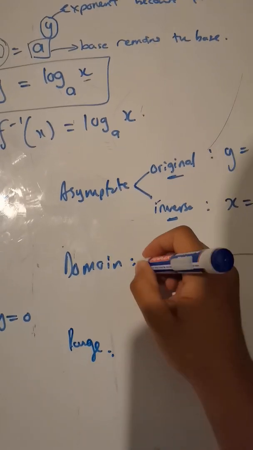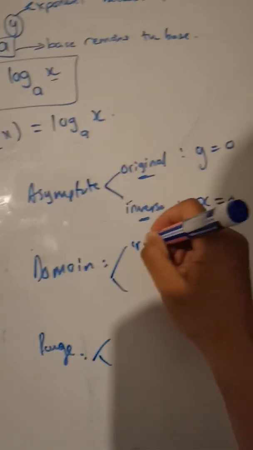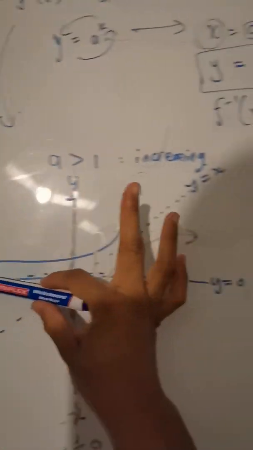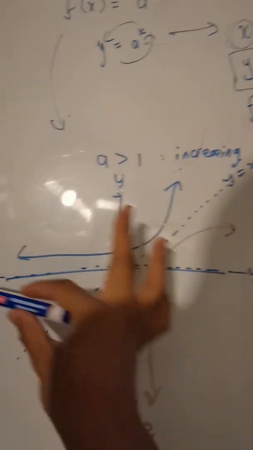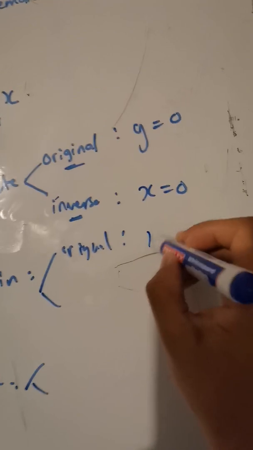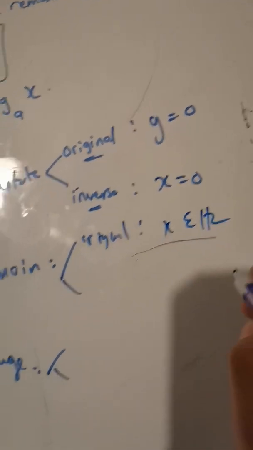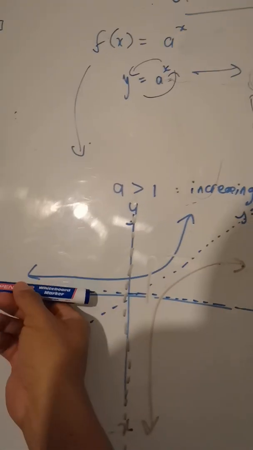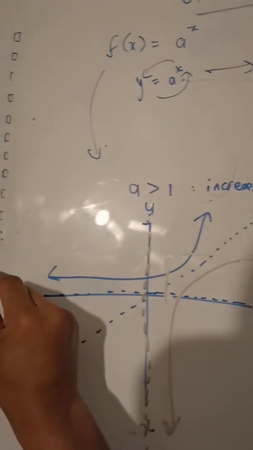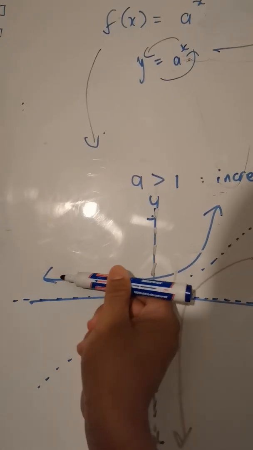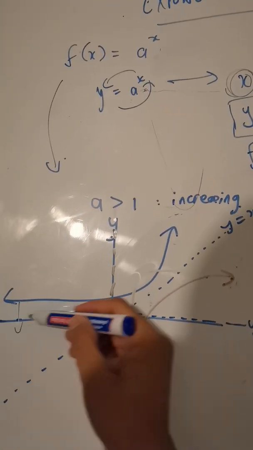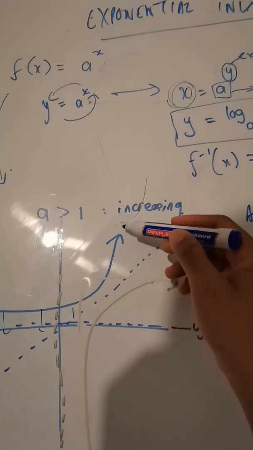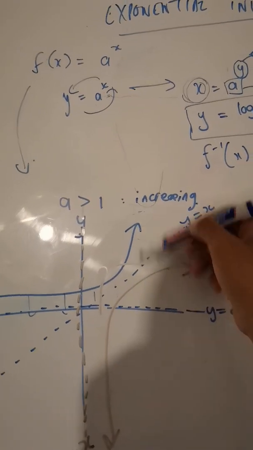So remember that for the original graph, the domain is all the x values on the graph, and that's x is an element of the real numbers, because the graph, as you can see, goes right till the end, and there will always be x values for this original graph.